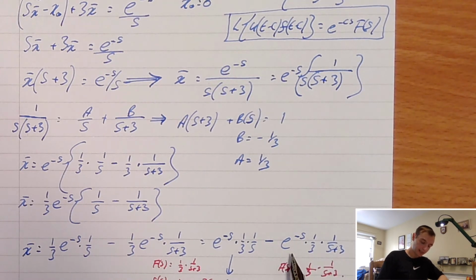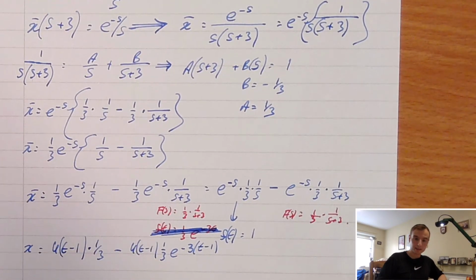And then we're going to subtract u(t minus 1), f of t here, which will be e to the minus 3t, 1/3 e to the minus 3, and there's going to be a shift of t minus 1. So, oh, that was brilliant because you couldn't see any of that.